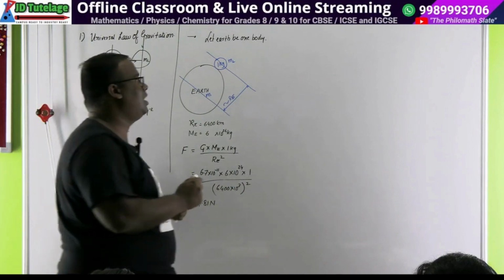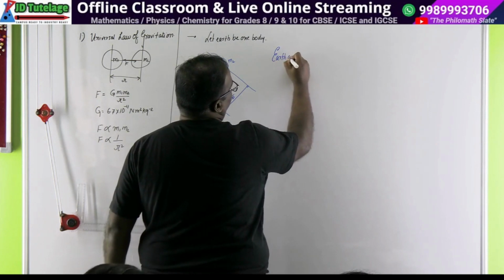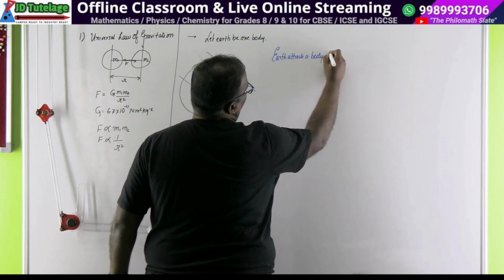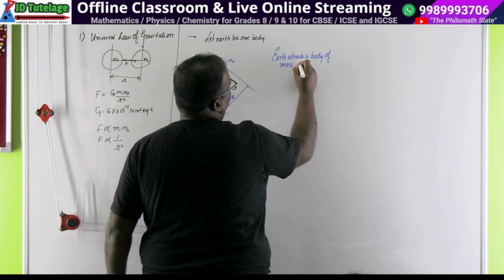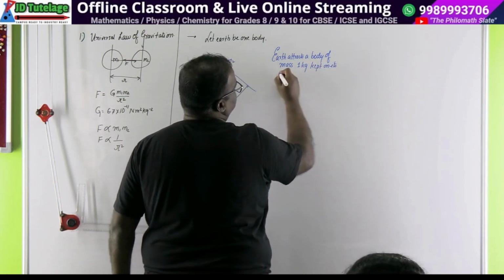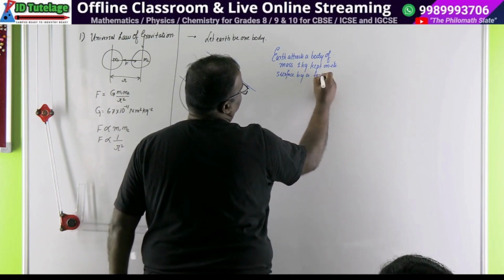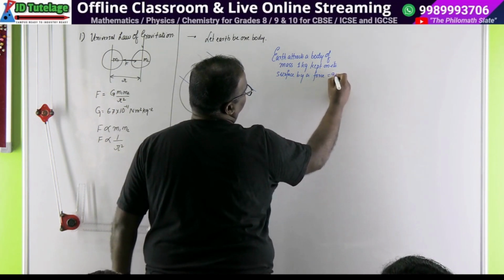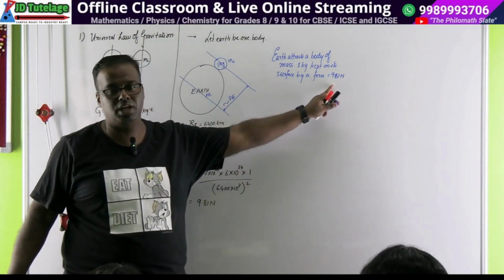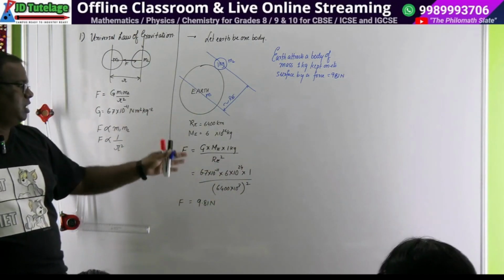So from here, can I write one line that earth attracts a body of mass 1 kg kept on its surface by a force equal to 9.81 Newton. Have you understood this? You need to remember this figure. This will be very handy for us going forward. Nobody is worried about the calculation. If you study physics later on, this will come automatically to you.